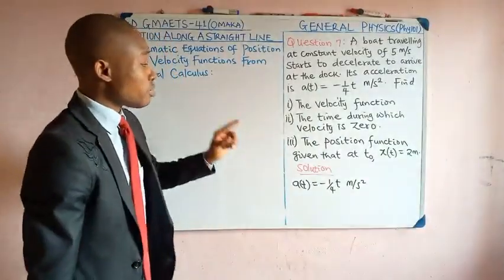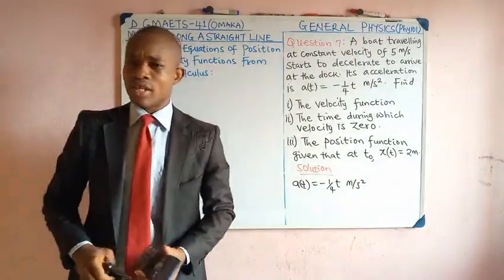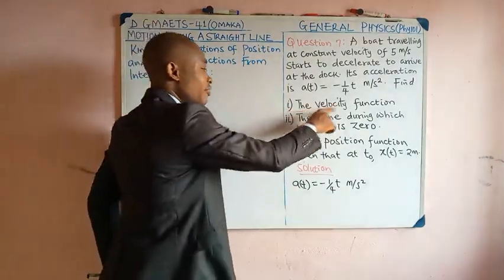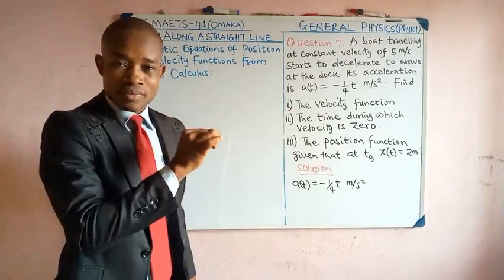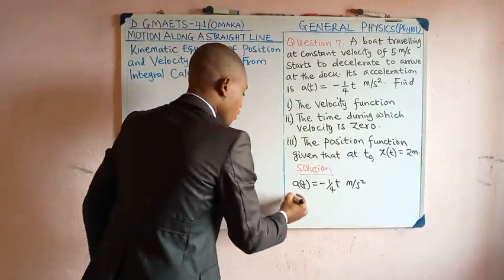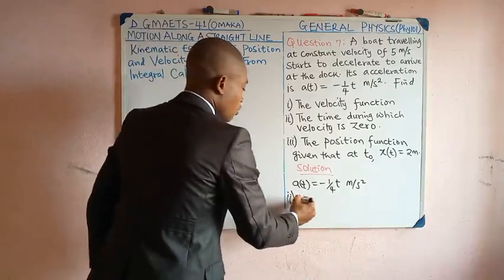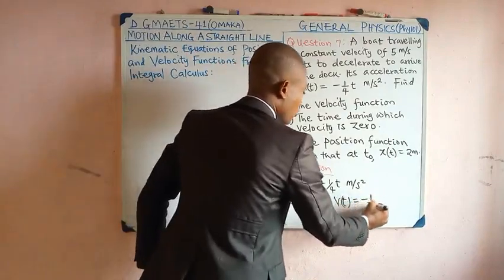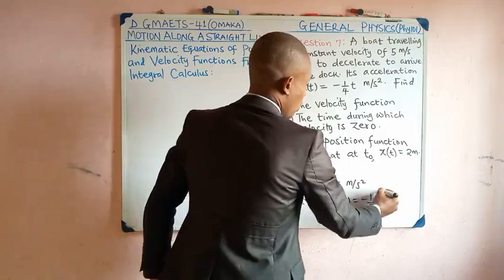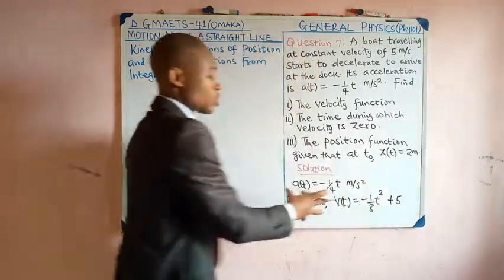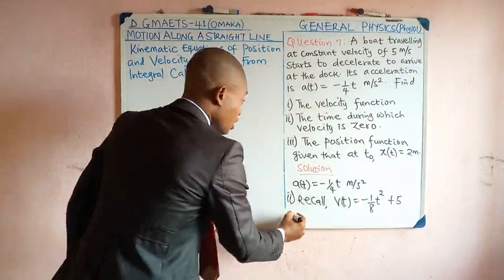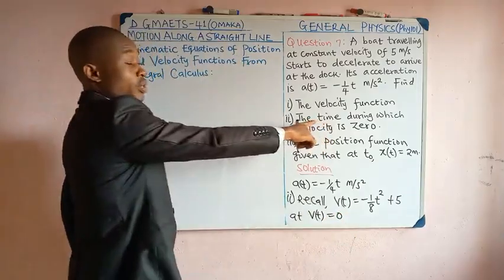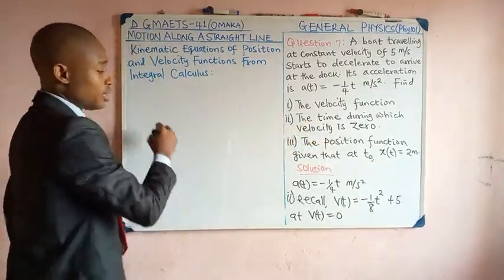Now we want to determine the time during which the velocity is 0. You would remember that before the short break we obtained the velocity function for this boat. And we already know the velocity function, so for the second part of the question, recall, velocity function v of t, we got it to be equal to minus 1 over 8 t raised to power 2 plus 5. This was the velocity function, right? So we can now say that at v of t equal to 0, because we're asked to find the time during which the velocity is 0.